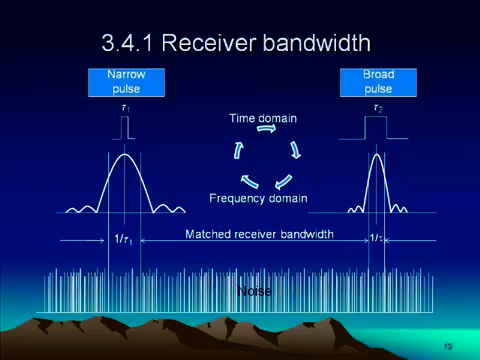But mind you, narrow the pulse, you will be able to identify even close by targets. If the pulse is very broad, then as long as the pulse is being transmitted, the receiver will be shut off and hence the close by targets cannot be detected. So this is the trade-off between the pulse width and the receiver bandwidth requirement.